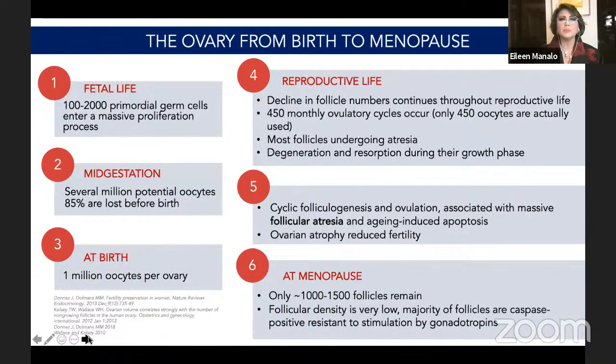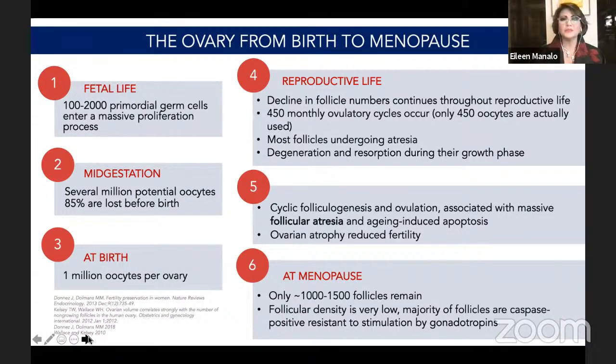So let's review what happens to the ovary from birth to menopause. In fetal life, you have about 100 to 2,000 of these primordial germ cells, which enter a massive proliferation process. So that at mid-gestation, at 5 to 6 months of gestation, this female fetus will have several million potential oocytes, 85% of which are lost before birth. So that at birth, only about 1 million of these oocytes will be found in each ovary.